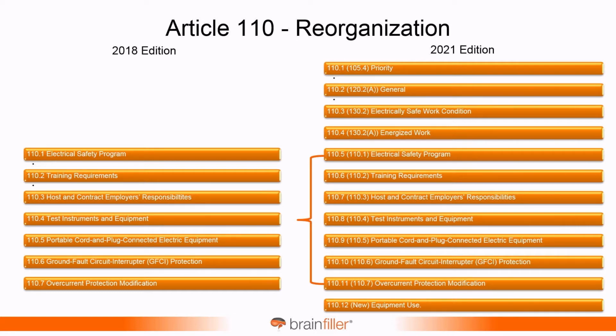For example, 110.1, the first section, the most important, is priority, which I'm going to discuss. 110.2, general requirements, came in from Article 120. 110.3 moved in from Article 130. And you could see what happened here. There were certain language and subsections from other parts of NFPA 70E that were better suited for Article 110. And then also down at the bottom, there's a new section. It's 110.12, and it's for equipment use. And we'll take a look at this.